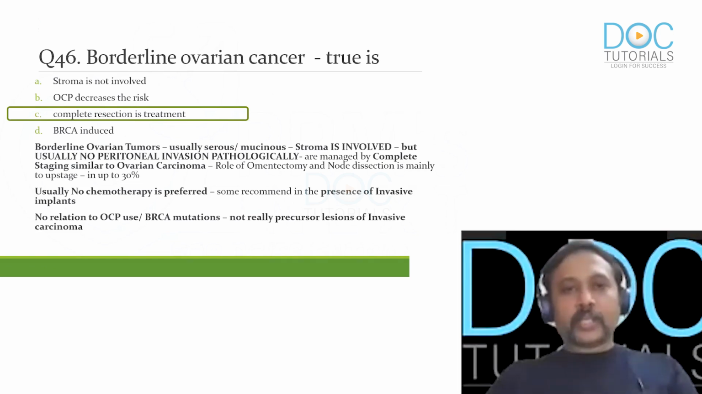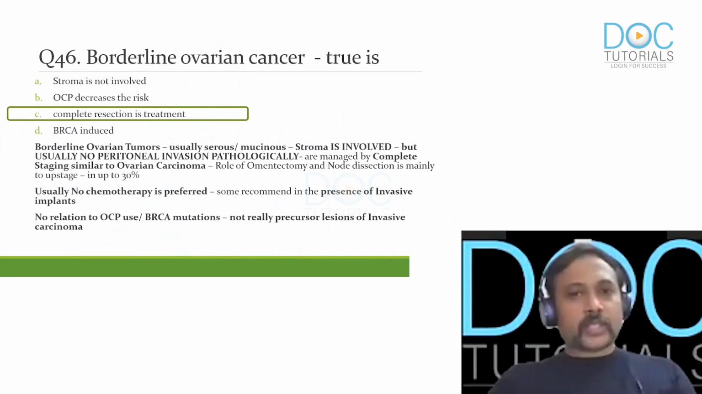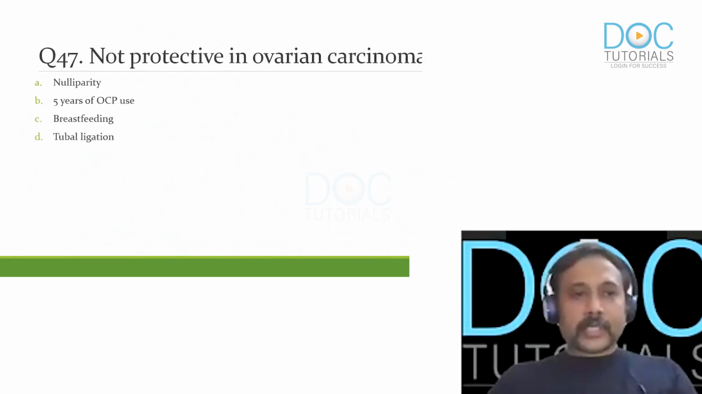You will find that borderline ovarian cancers are something which are very commonly asked. Some question or the other will come up in either your NEET or your AIIMS from these areas. So next question is, when you have ovarian carcinomas, which factor is not protective in your ovarian carcinoma? Is it nulliparity, 5 years of OCP use, breastfeeding, or tubal ligation?